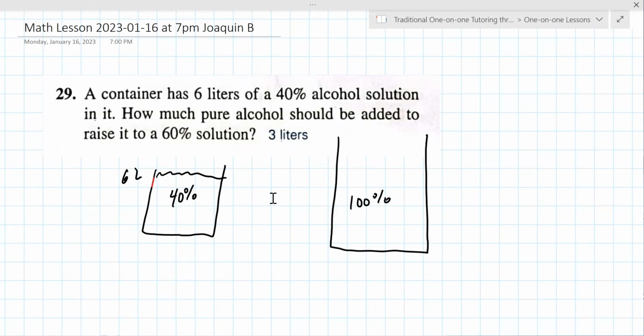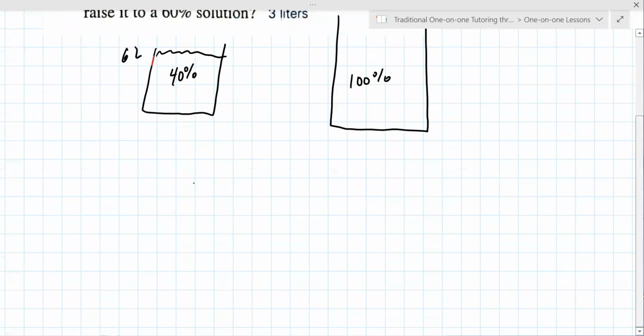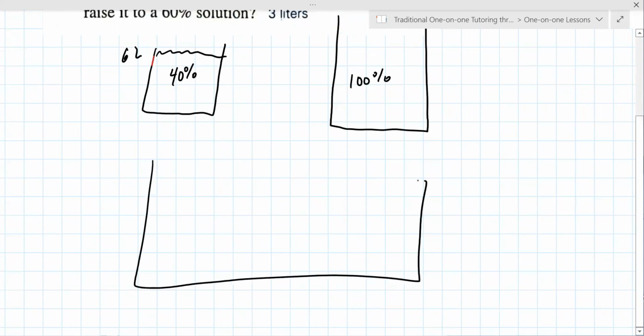If you've ever had orange juice and put water in it, or Gatorade and put water in it, it's the same idea. You're diluting the solution. Here we're actually making the solution stronger because we're going from 40% to 60%. So for the time being, imagine that you dump all of this into a big container, and then the 100% you're going to add in as well. You first take all the 6 liters, dump it into a big one, and then you're going to start grabbing from here.